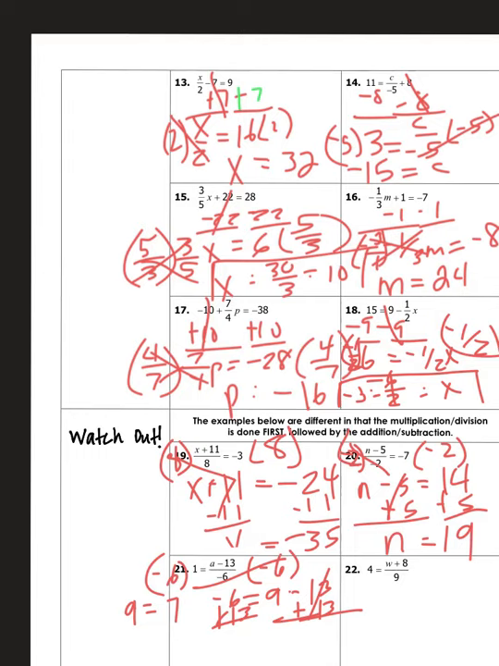Last example, multiply both sides by 9. W plus 8 equals 36. Subtract 8. And W equals 28.